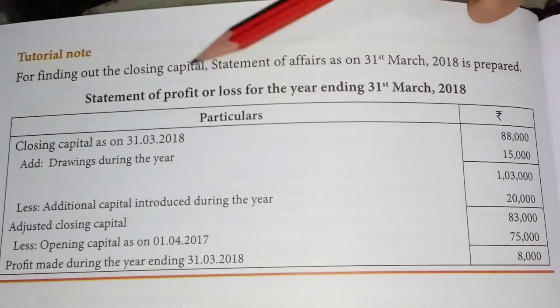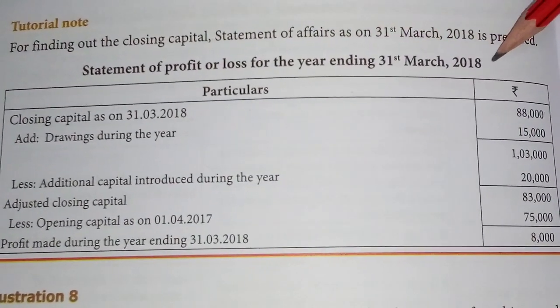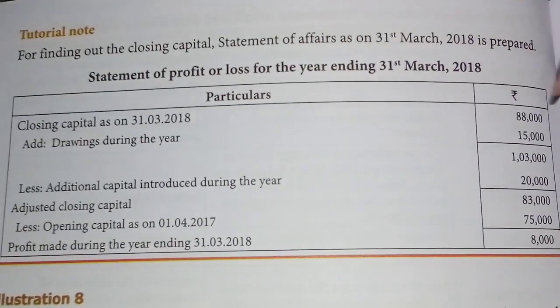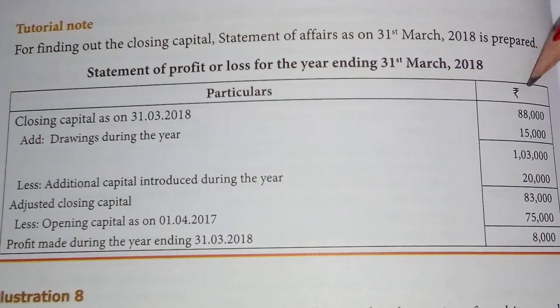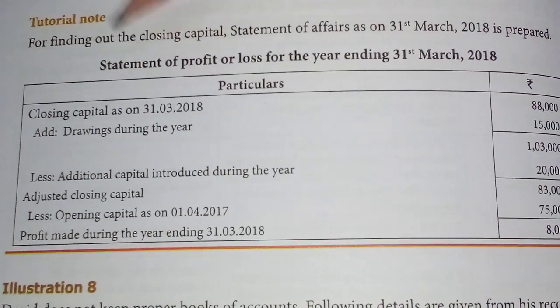Now the second statement is the statement of profit or loss for the year ending 31st March 2018. You should write the heading, then two columns: Particulars, and the last amount column. Write the rupees symbol.